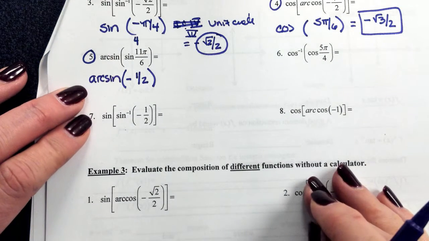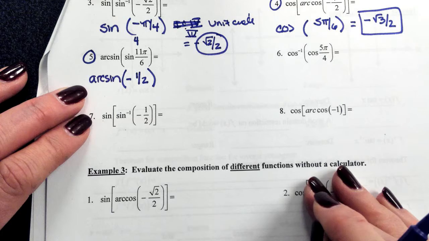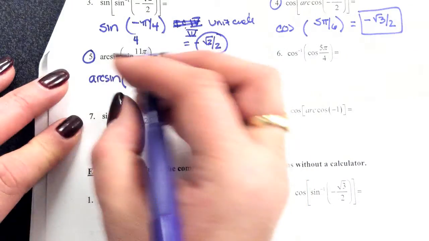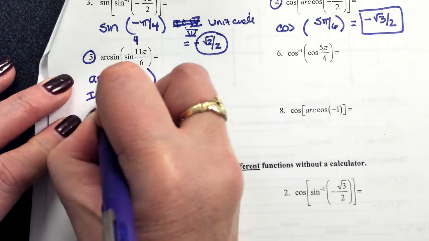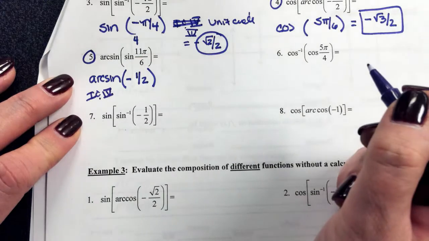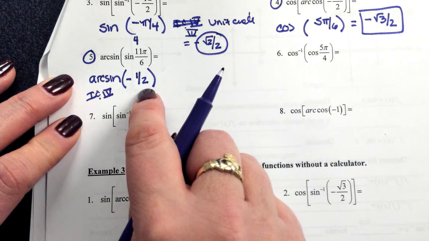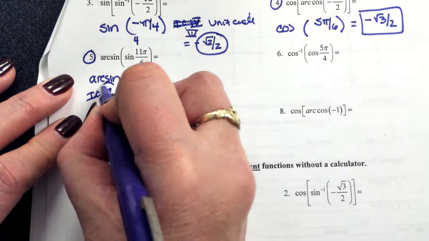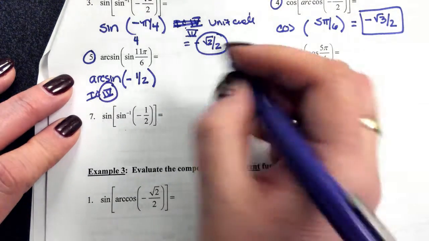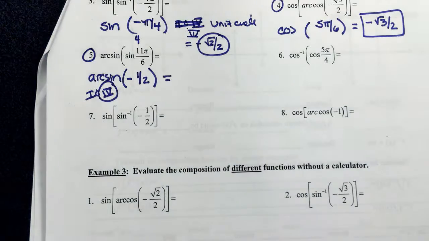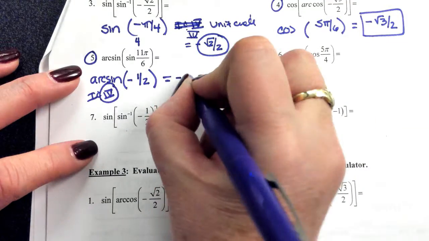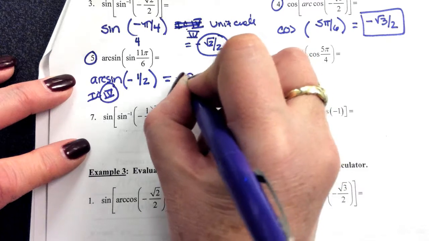I have the arc sine of negative 1/2. Now you're back to inverses. Remember, you're allowed to be in 1 and 4. So because this is negative, what quadrant are we going to be located? We're going to be in quadrant 4. So what angle down there in quadrant 4 has that sine value of negative 1/2? Negative what? Negative pi over 6.